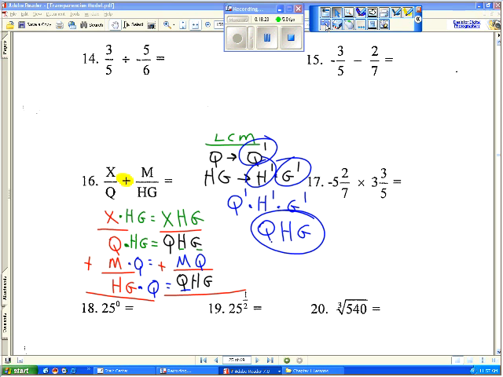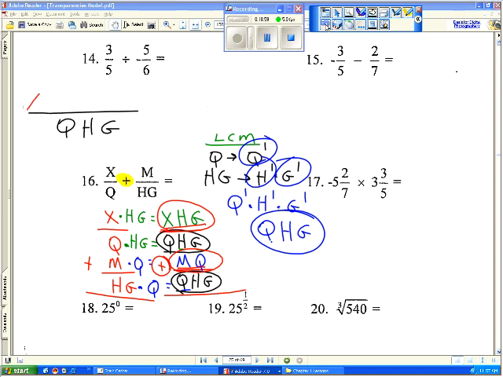Now, when you add or subtract, the name has to be the same, and when you get done, the name stays the same, QHG. And then we're going to add our numerators, XHG plus MQ. Now, can you combine XHGs to MQs? No. So the numerator is written out as an expression, XHG plus MQ over the common denominator, QHG.